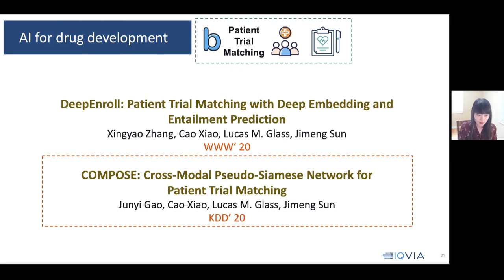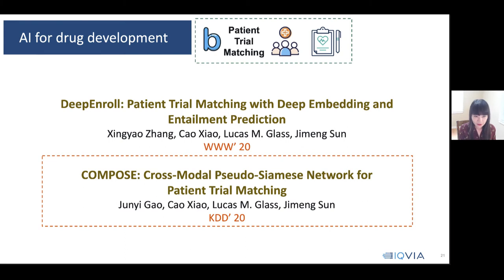Okay, now we are ready to talk about the second task for AI for drug development, which is patient trial matching. After doctor and site selection, we now need to pinpoint the right patient to recommend to a trial. We name this task patient trial matching.